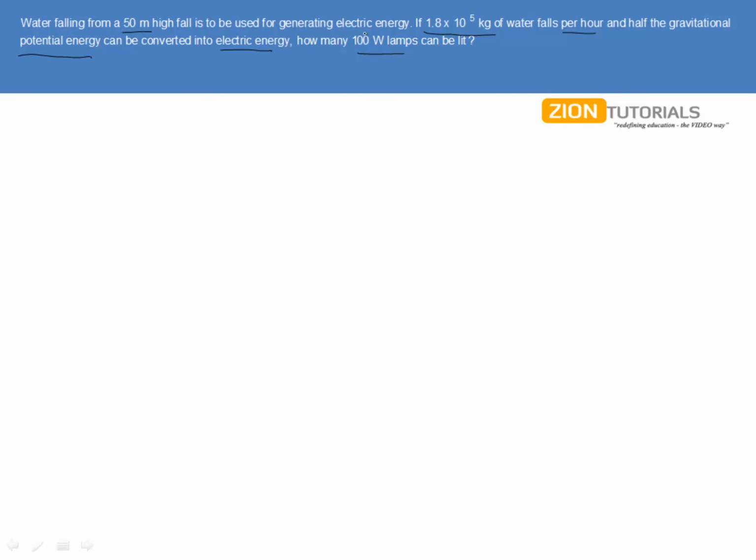So if we found out somehow the total power that is generated, we will be simply dividing that by the power of each lamp, and will be easily able to find the number of lamps. So the question comes of finding the total power. Now which power? This is the electric power. So somehow we will calculate the total power due to the gravitational potential energy, and then we will halve it because they have given it half the gravitational potential energy, and then find out the electrical energy that is being generated per unit time.